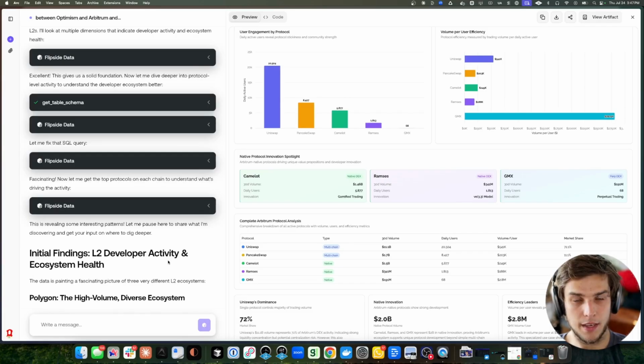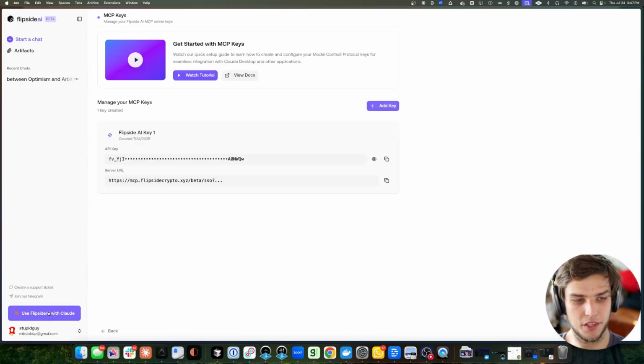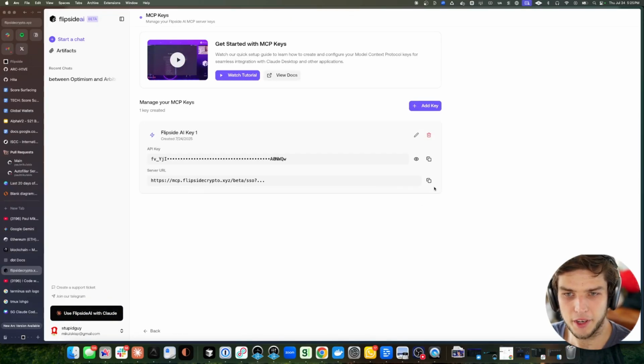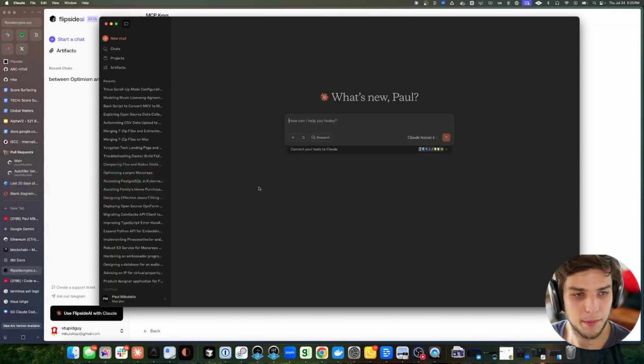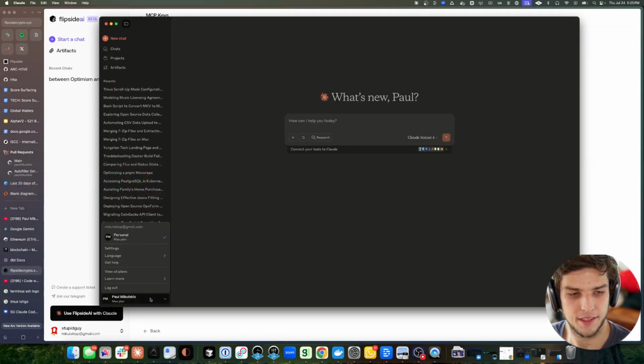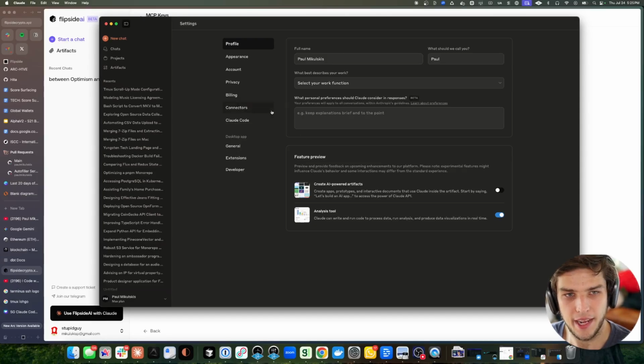And for those of you who don't want to use the web interface and you have all your integrations in Claude Desktop, maybe you want to export artifacts and stuff, we're also working on something where you can use it with Claude. So you can click on this button and you want to copy your server URL right here. It's the only thing you're going to need. So open up Claude Desktop, and in the lower left, you're going to go to Settings, and then you want to add this as a connector.